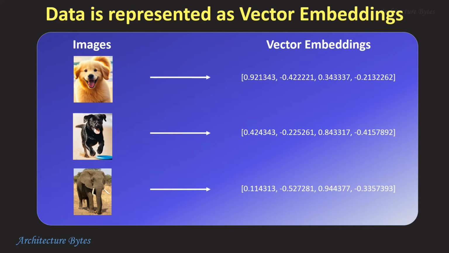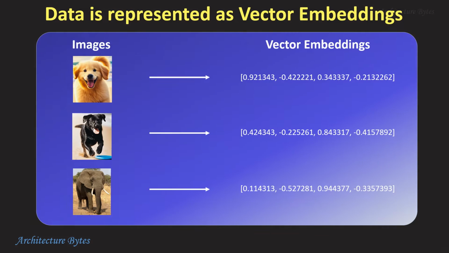For this to work, source data, in this case images, is converted to vector embeddings, which are then stored in vector databases and indexed. This allows similarity search to be performed on them. Remember that any kind of source data can be represented as vectors and not just images. For example, words, which is useful in natural language processing.